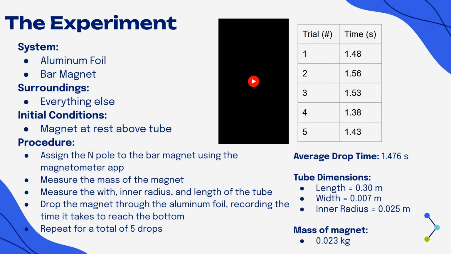So the average drop time for the magnet was 1.476 seconds. The tube dimensions include a length of 0.3 meters, width of 0.007 meters, and inner radius of 0.025 meters. And lastly, the mass of the magnet was 0.023 kilograms.